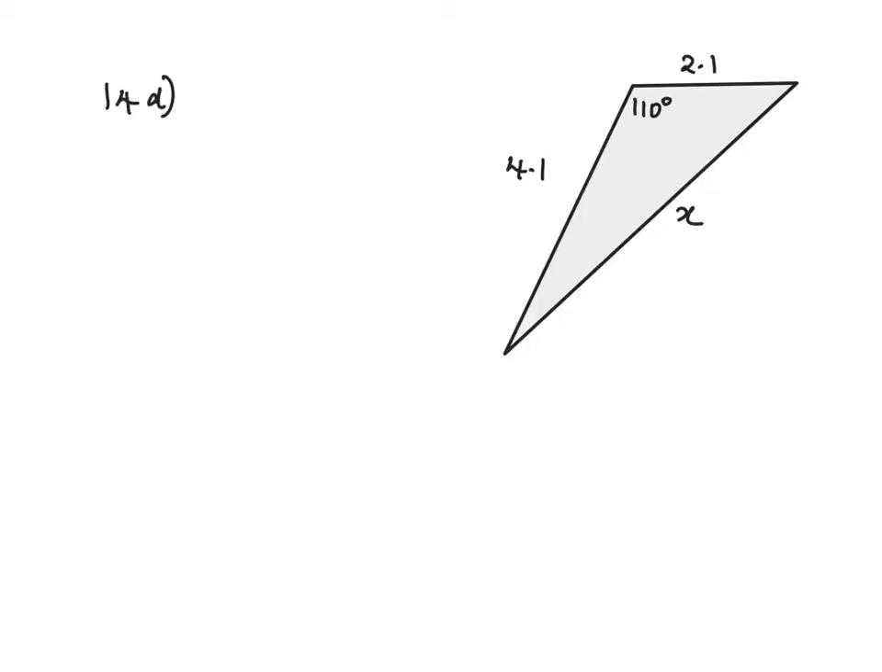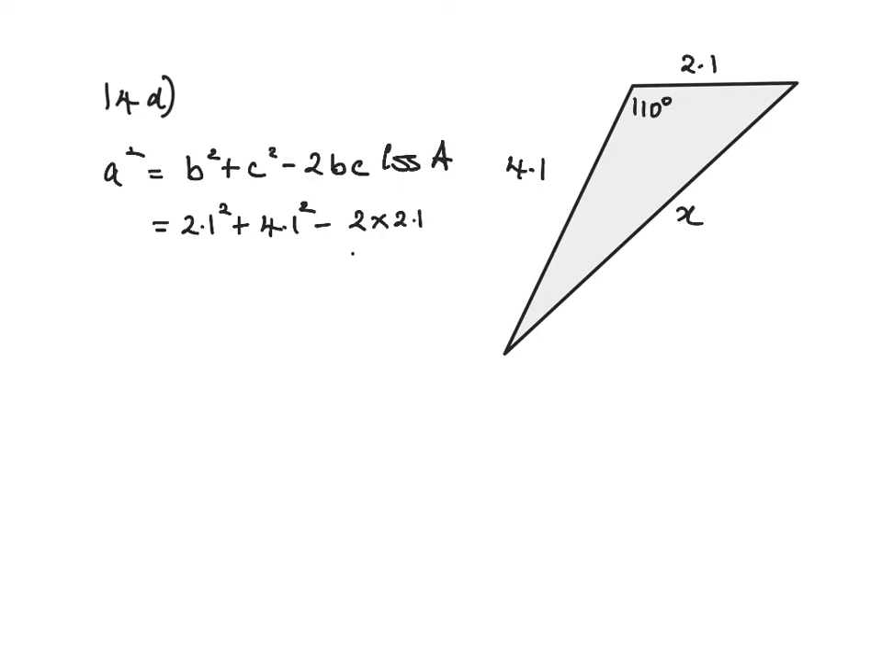Another problem involving the cosine rule for a side. We don't have a side angle pairing. Always write down the formula. So again, it doesn't matter if the 2.1 goes in first position or second position. 2.1 squared plus 4.1 squared minus 2 times 2.1 times 4.1 cos of 110 degrees.